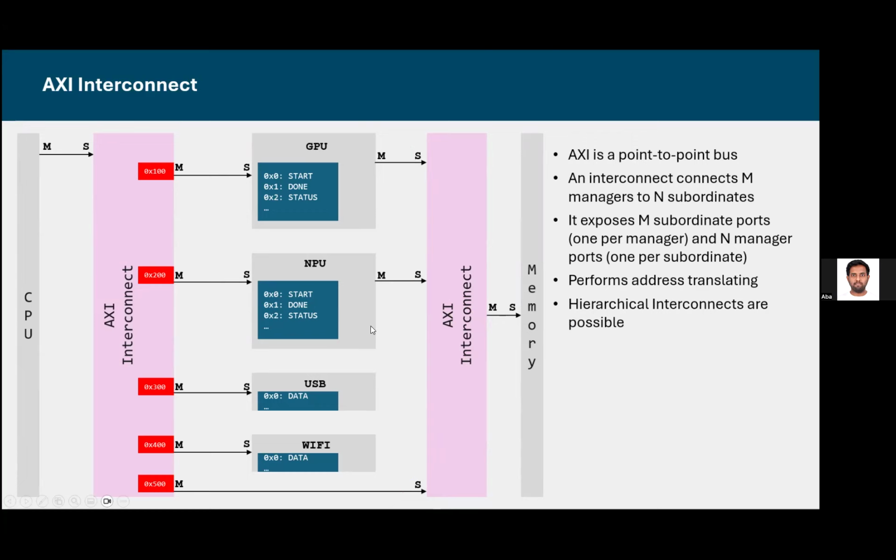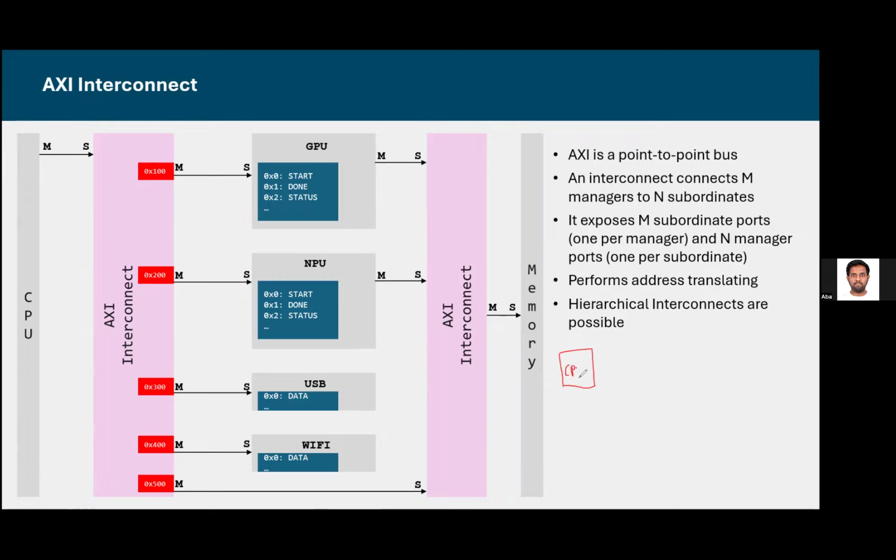Okay, so the next one is hierarchical interconnects are possible. What does that mean? That means you can put an interconnect together and wrap all of this into one IP. So this one IP will have a subnet. And then what you can do is basically have some design like this.